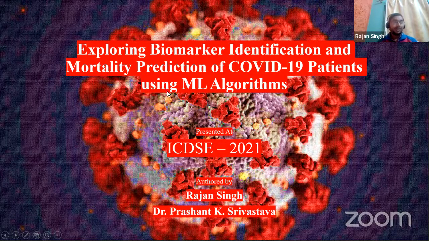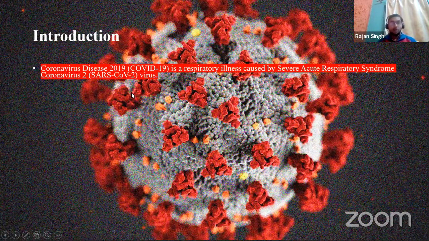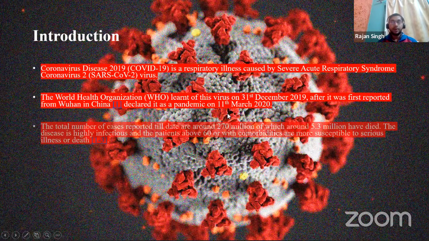Rather than introducing the basics, since it's been 2 years since the COVID pandemic, all the information regarding COVID being a respiratory illness is well known to all of us. So I will just go on briefly. COVID-19 is a respiratory illness, and it was first discovered on 31st December 2019 in Wuhan, China, and was declared a pandemic on 11th March by the World Health Organization.